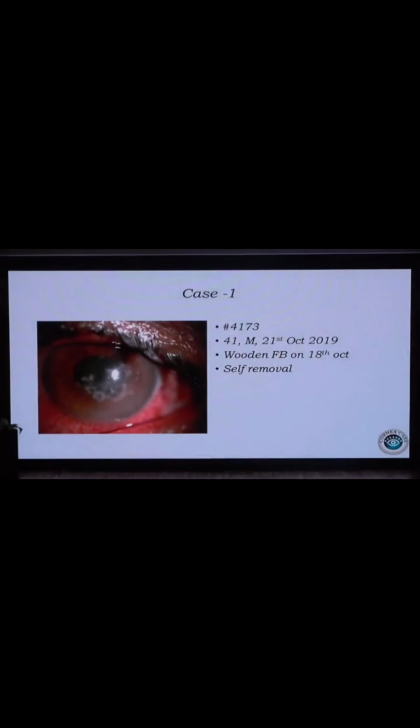So starting with the first story. This 41-year-old male had some wooden body fall in his eye. He removed it on his own. And next day, he realized that there is some problem. He visited an ophthalmologist, who started moxifloxacin in a 2 hourly dose. After 2 days, when he again visited that doctor, the doctor realized that the patient had worsened with moxifloxacin 2 hourly, and the patient was referred to me.